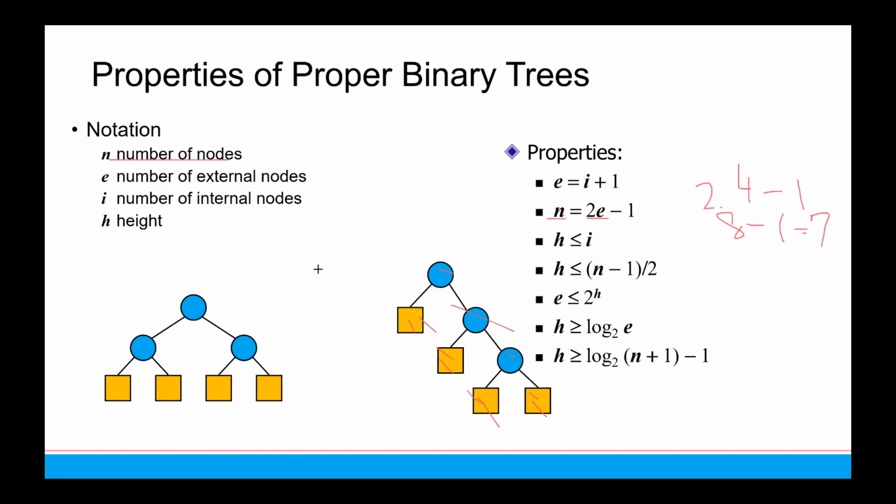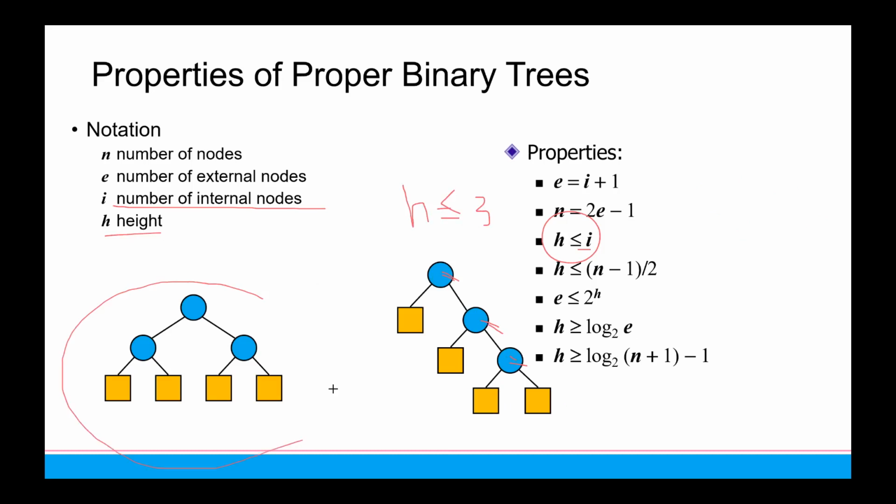h is less than or equal to i. i is the number of internal nodes. So we have 1, 2, 3. So h is the height. The height will be equal to i or less than i. If i is 3, then h is less than or equal to 3.